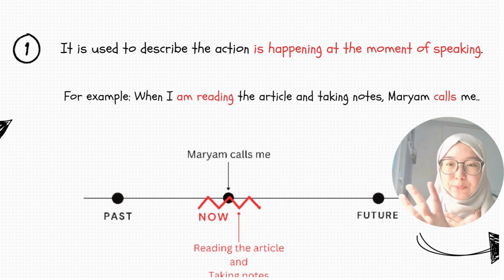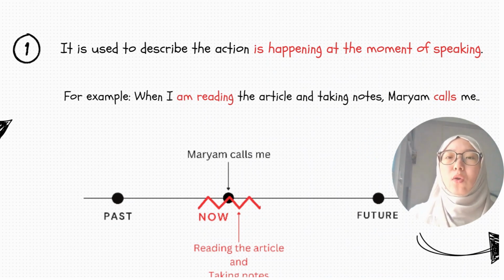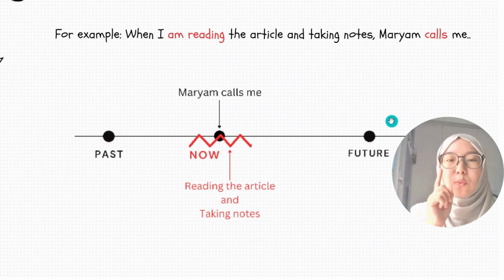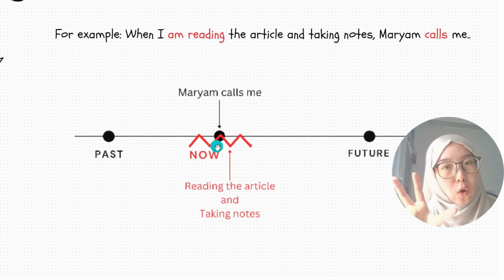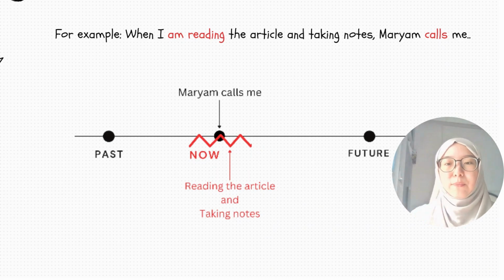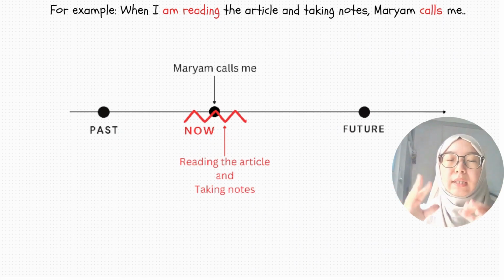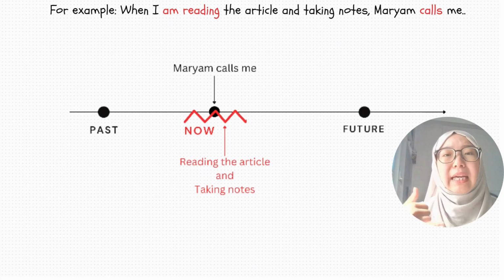Now let's look at an example. When I am reading the article and taking notes, Maria calls me. In this sentence, you will find two verbs. The first one is reading. The second one is Maria calls me. So these two different verbs represent different tenses. The first one, am reading, represents the present continuous tense. And the second one, calls, represents the simple present tense. So what's the difference? Why is it Maria calls me, not Maria is calling me?